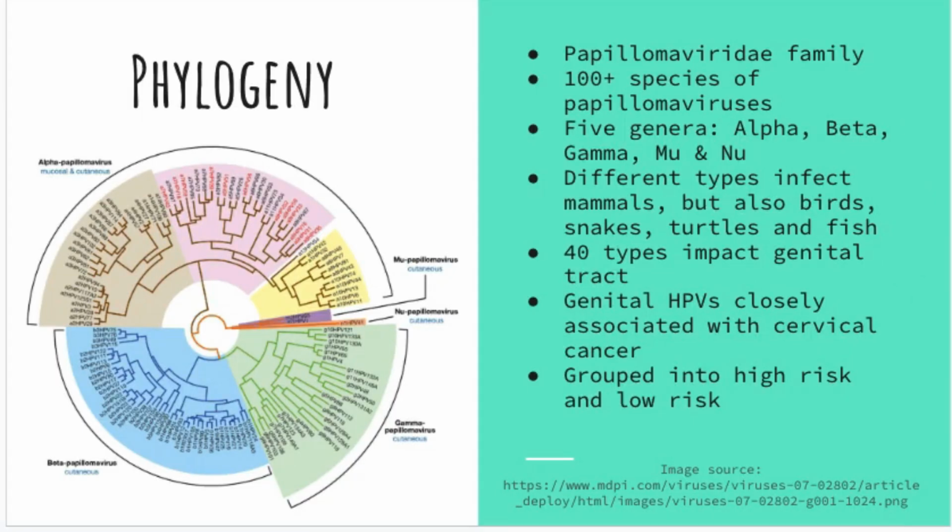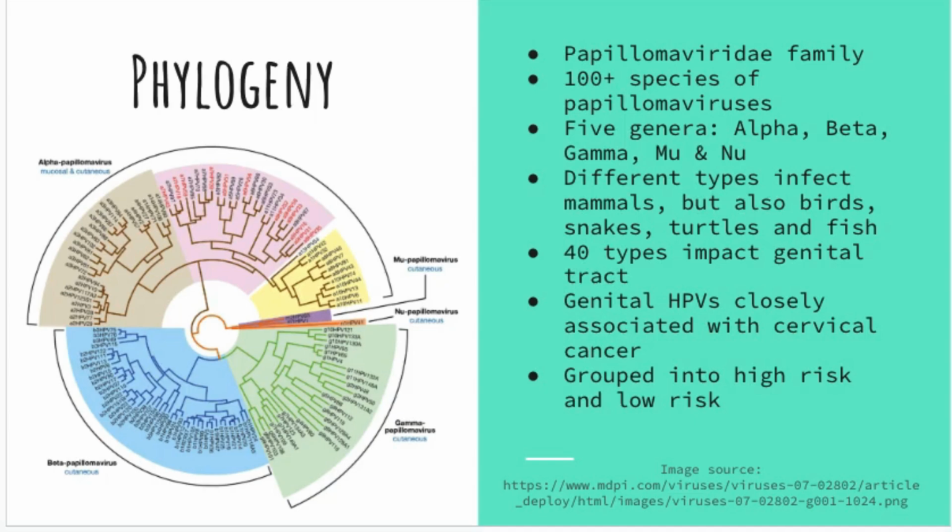Phylogeny. Papillomaviridae family, as I said, over 100 species of papillomaviruses. They break it down into 5 genera: alpha, beta, gamma, mu, and nu. There are different types that infect mammals, but they also infect birds, snakes, turtles, and fish. It's not known to have species-to-species transfer, though.